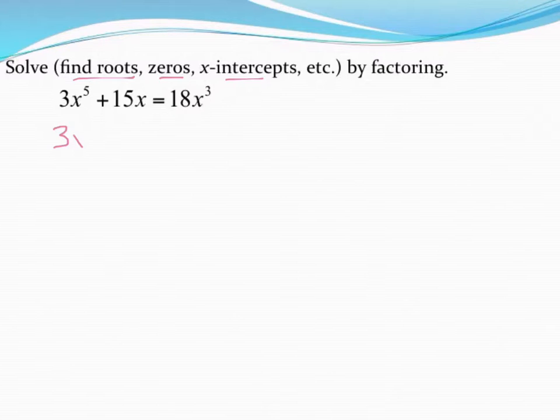So let's do 3x to the 5th. I'm going to subtract off that 18x to the 3rd, and of course put that in between because I want to be in descending order. So plus 15x, and now I'm equal to 0. Always start with greatest common factor.